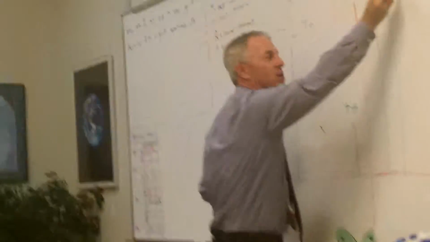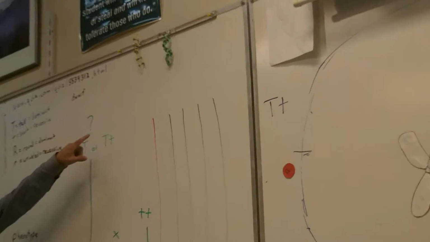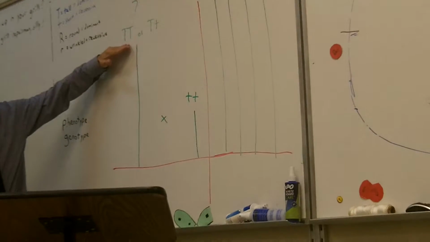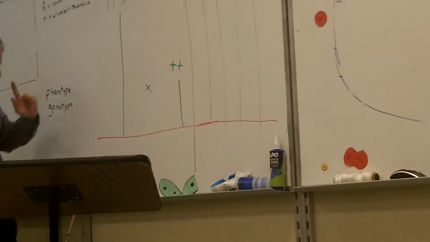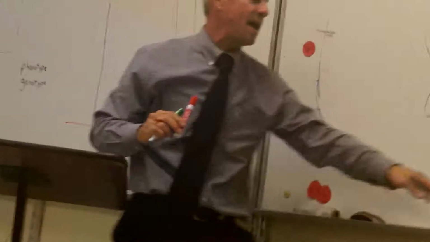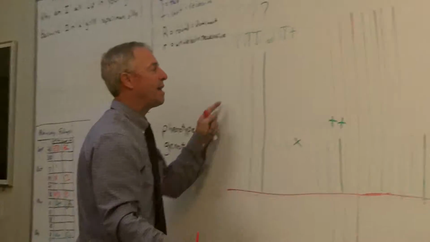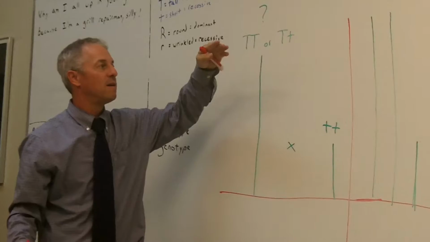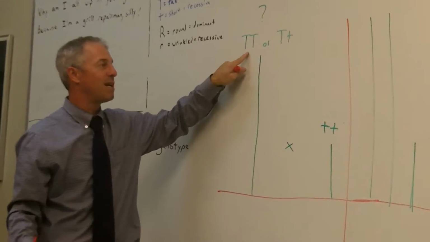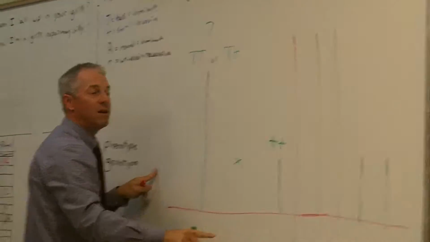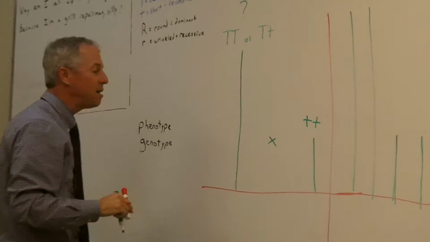If all the kids were tall, then what does that mean this parent was? Was it this or was it this? If every kid were tall, it's big T, big T. But on the other hand, if half the kids were short, you know what that means the parent was? It wasn't big T. It must have been big T, little t if half the kids were short. You see what I'm saying?